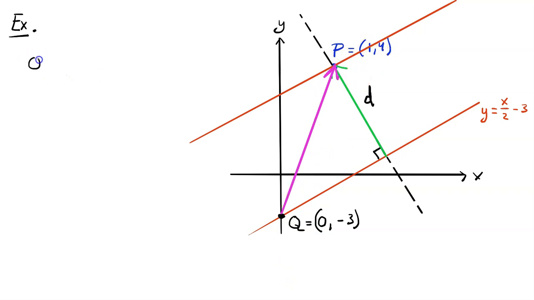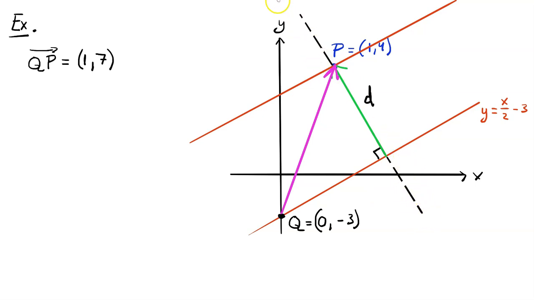So now we can figure out the pink one. That's just QP. And that's just from 0 to 1. That's 1 step in the x direction. And -3 to 4, that's 7 steps in the y direction. So now we have the pink one. Now we only need to project that one on the normal.